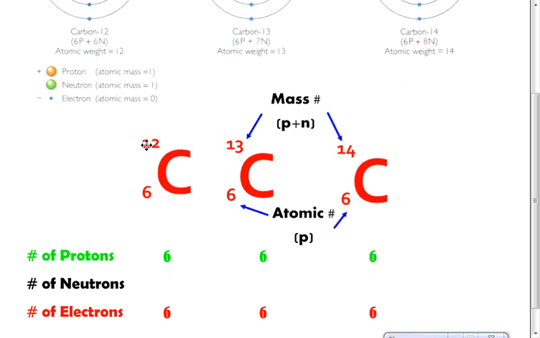This one I have 6 protons already. My total mass is 12, which includes the protons, so I should have 6 neutrons there. Here, 13 minus 6, so I should have 7 there. And the last one, I should have 8. Please make sure you get that grid because it's really important. You have to understand the protons, neutrons, and electrons when we're talking about isotopes.